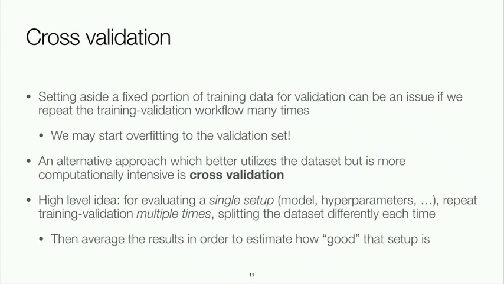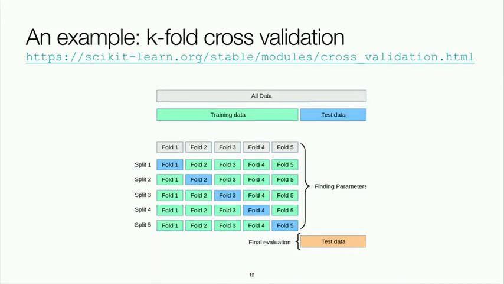So then we average the results in order to estimate how good that particular setup is, that particular model choice, all the particular hyperparameter choices, things like that. This is really the high-level idea behind cross-validation. There are some details that we can get into that get a little bit more complicated. I think that this diagram is the clearest thing that I could find in terms of illustrating what cross-validation actually looks like. So let's go through this in a little bit of detail in the 2 minutes that we have left.